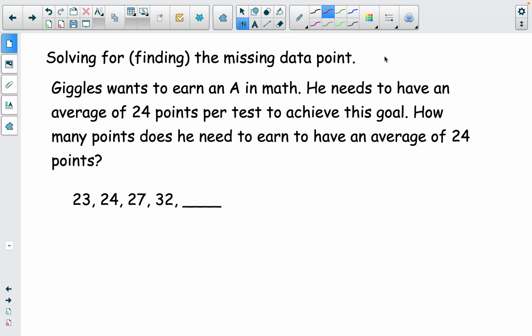Let's look at our next one. Solving for, remember that means finding the missing data point. Giggles wants to earn an A in math. He needs to have an average of 24 points per test to achieve this goal. How many points does he need to earn to have an average of 24 points? His scores are 23, 24, 27, and 32. Please pause the video until you have your paper ready and set up.